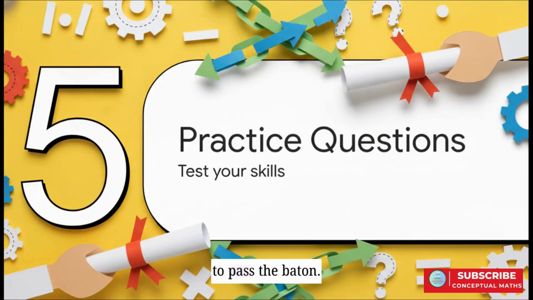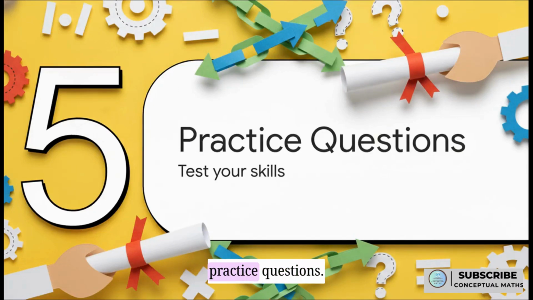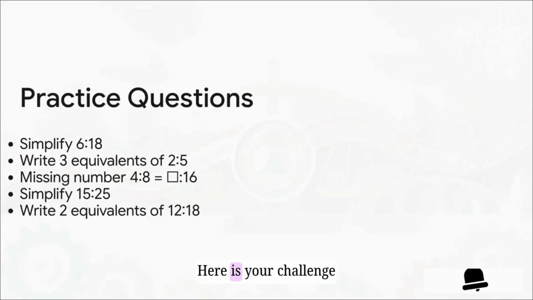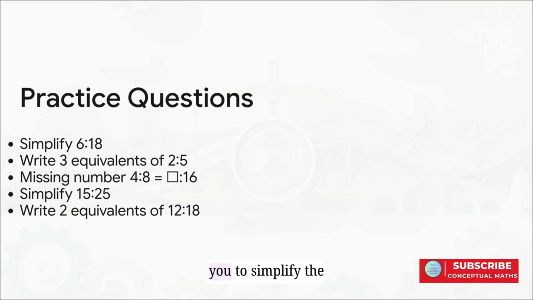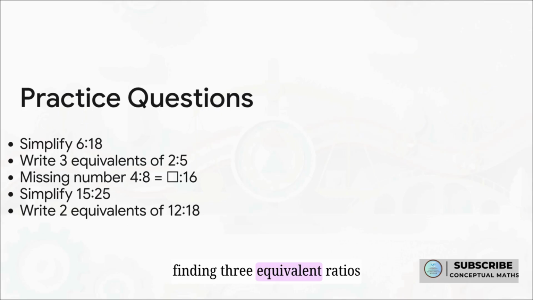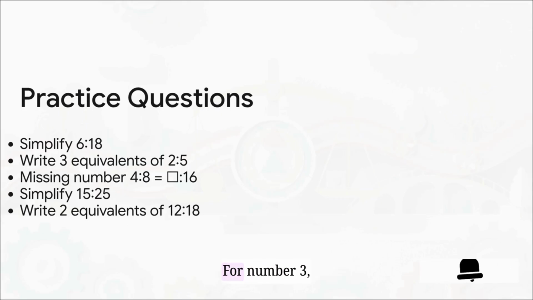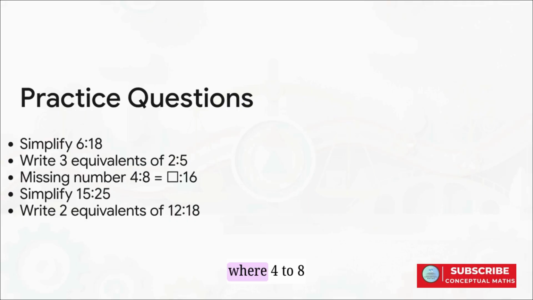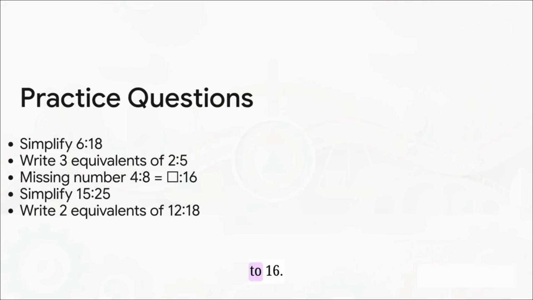All right, time to pass the baton. Section 5, practice questions. Here is your challenge for the day. Number 1 asks you to simplify the ratio 6 to 18. Number 2 is finding 3 equivalent ratios of 2 to 5. For number 3, find the missing number where 4 to 8 equals a mystery number to 16. Finally, number 4 and 5 ask you to simplify 15 to 25 and write 2 equivalents of 12 to 18.